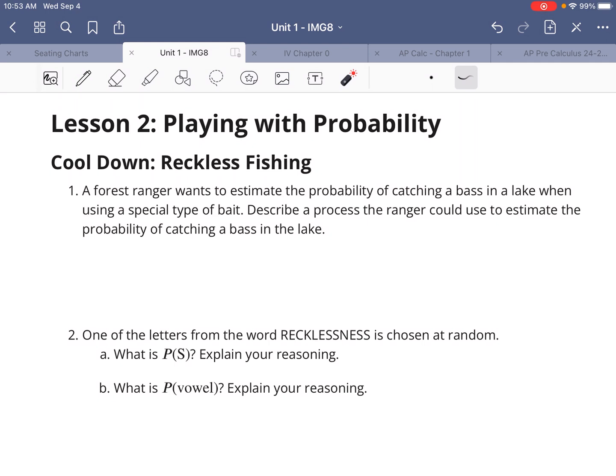Number 2, one of the letters from the word recklessness is chosen at random. What's the probability of selecting an S? Well, in this case, you're just going to look at the word. How many S's are there? How many letters are the letter S? And you're going to take that, and you're going to divide by the total number of letters. This is not experimental probability. This is calculated probability.